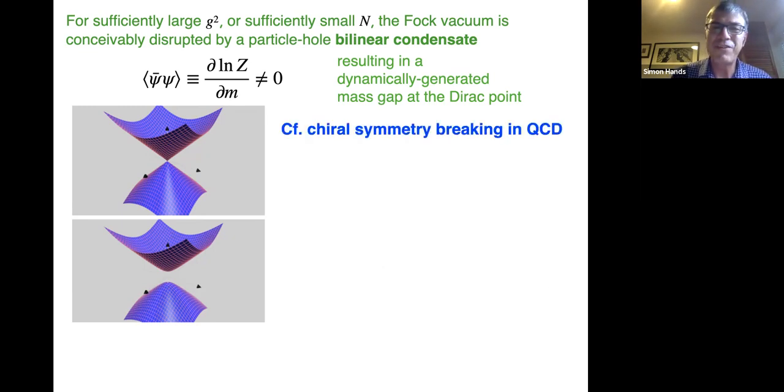Now, of course, for the QCD people in the audience, many of us come from this side. This is a very, very familiar story. This is exactly analogous to chiral symmetry breaking in QCD. Some particle-antiparticle condensate forms, which leads to dynamical mass generation.